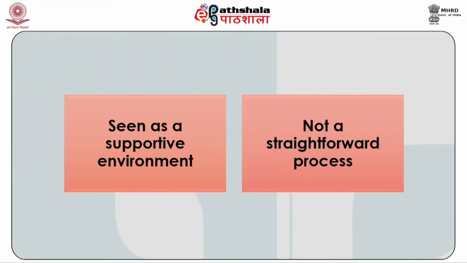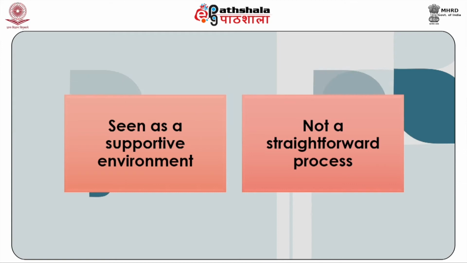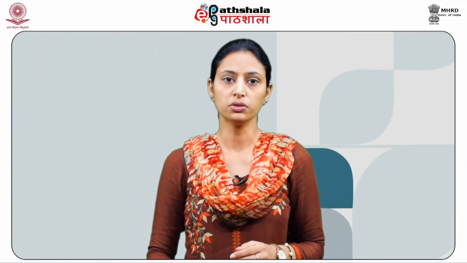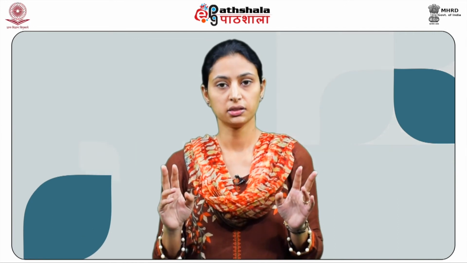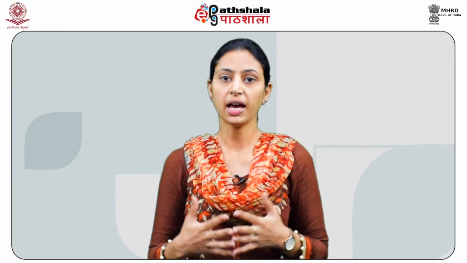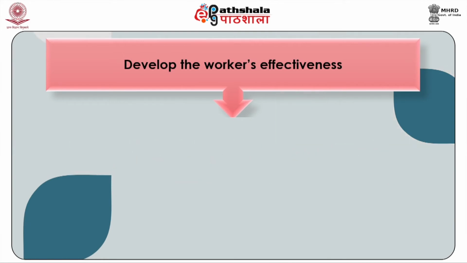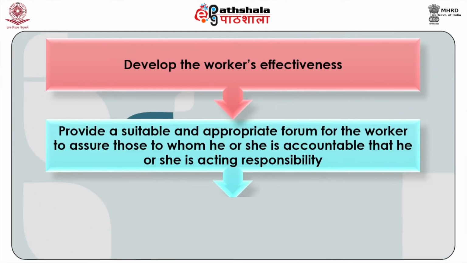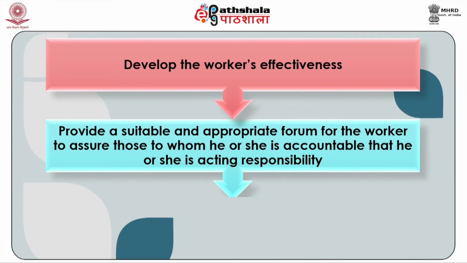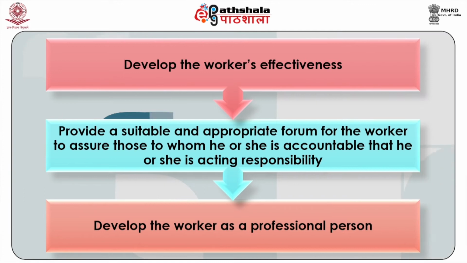However, supervision is not a straightforward process. Therefore, defining it into a tangible product is as difficult as rigorously assessing its effectiveness. In his book, Staff Supervision in Social Care, Tony Morrison in 2003 describes supervision as a cooperative and facilitating process which aims to develop the worker's effectiveness, provide a suitable and appropriate forum for the worker to assure those to whom he or she is accountable that he or she is acting responsibly, and develop the worker as a professional person.